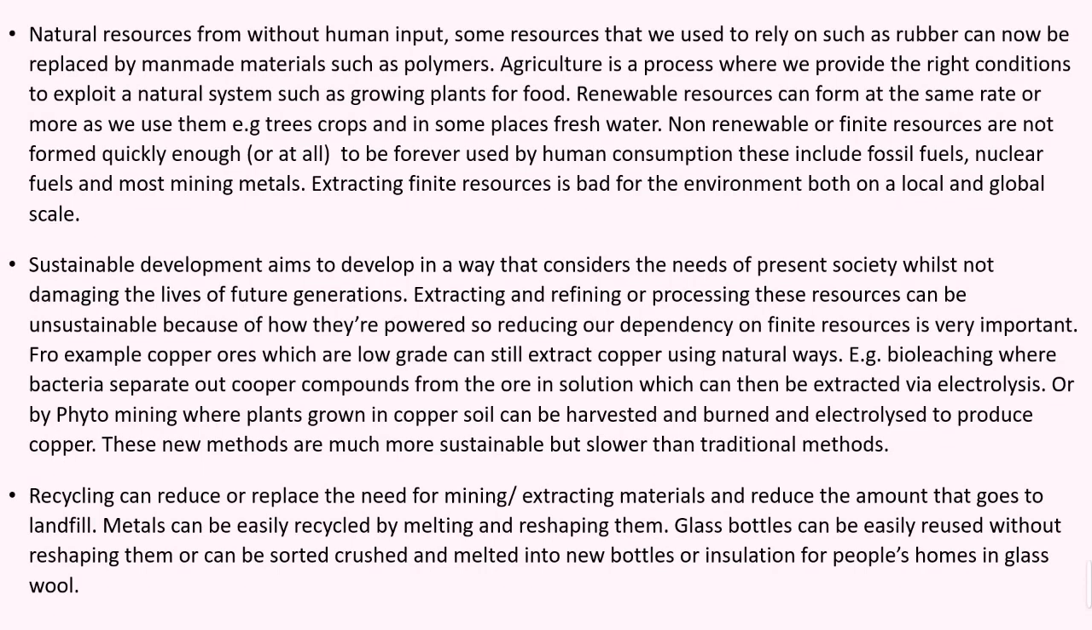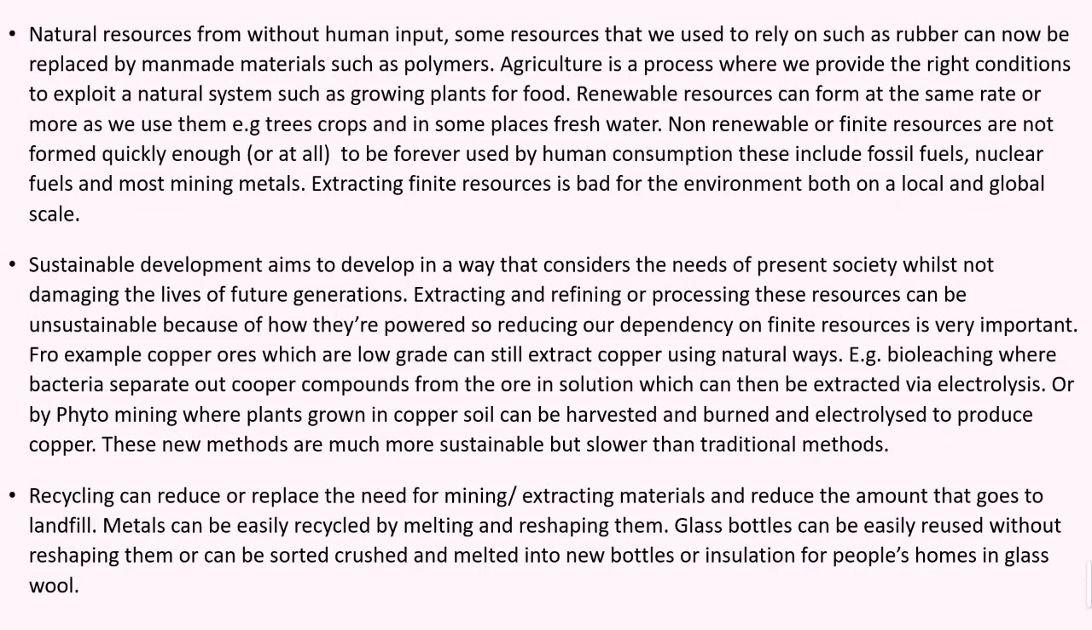For example, low grade copper ores can still be used to extract copper using natural ways, e.g. bioleaching, where bacteria separate out copper compounds from the ore in solution, which can then be extracted via electrolysis, or by phytomining, where plants grown in copper soil can be harvested, burnt and electrolyzed to produce copper. These new methods are much more sustainable, but slower than traditional methods.